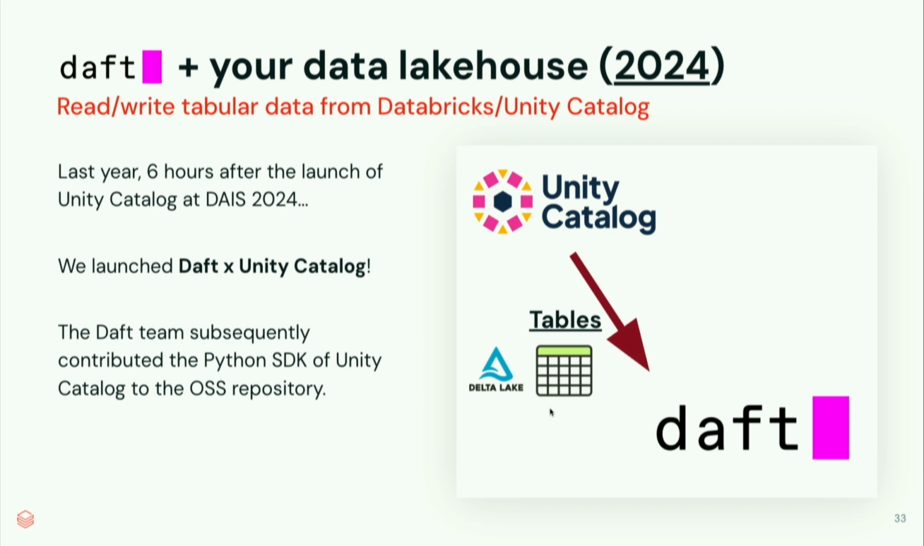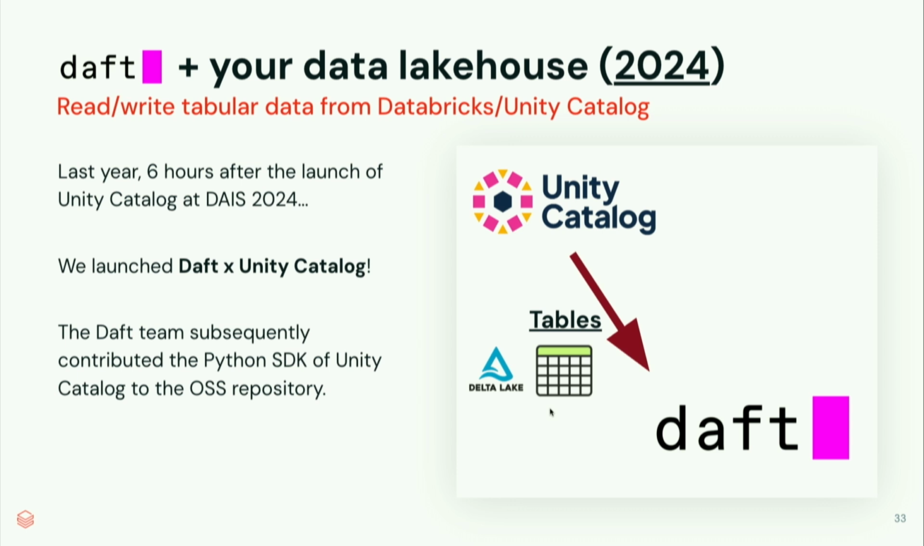And then 6 hours after the launch of Unity Catalog, we actually built Unity Catalog support in Daft. We built this with an open source Python implementation of Unity Catalog, and we donated that back to the Unity Catalog community. That enabled Daft to read tables from Unity Catalog. This is very basic support, and we could do this so easily because Daft already understands Delta Lake.